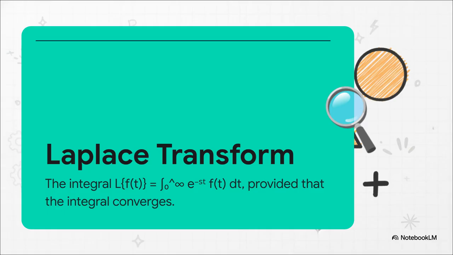That's the official definition. That fancy L just means the Laplace transform of. So this whole thing says, to transform f of t, you multiply it by e to the minus st, and then you integrate that whole mess from 0 to infinity. Whatever pops out is your brand new function, which we call F of s.